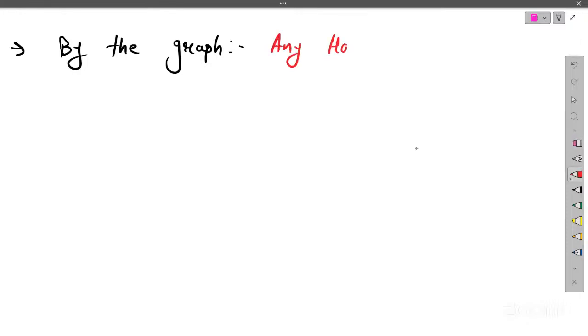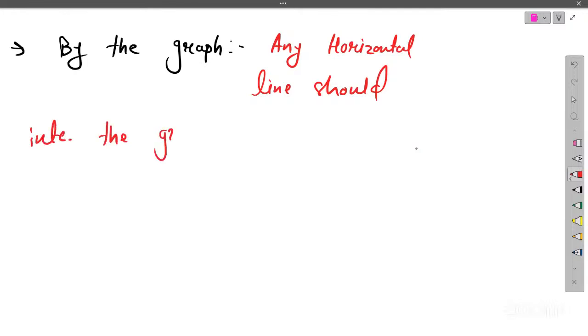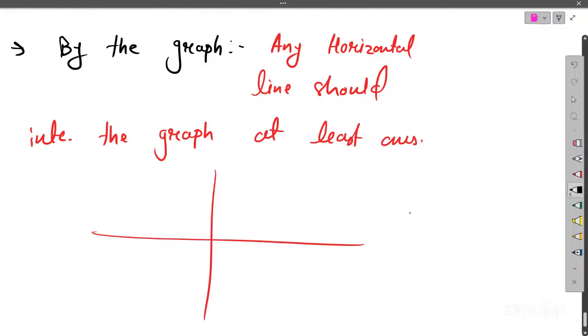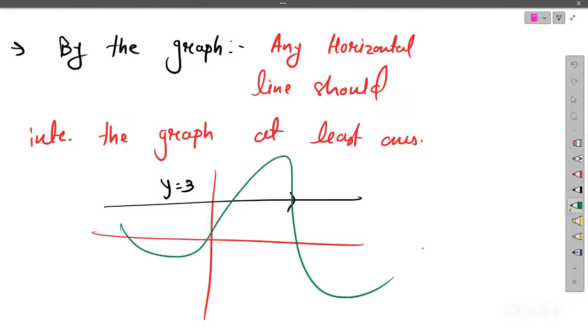Any horizontal line should intersect the graph at least once. Because then only, so suppose I have a horizontal line here. So suppose this is my horizontal line y equals 3. And if this horizontal line is intersecting the graph of the function at least once, so here it is intersecting twice.